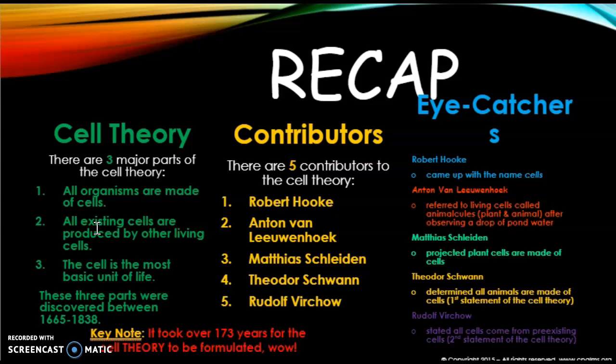Your five major contributors are Robert Hooke, who discovered cells; Anton van Leeuwenhoek, who invented the microscope and first observed living cells; Schleiden, who concluded that all plants are made of cells; Schwann, who concluded that all animals were made of cells, thus showing that all plants and animals and living things are made of cells; and Virchow, who showed that all cells come from other cells. These things that are bolded here are the main things that they came up with. And that's it for 4.1.